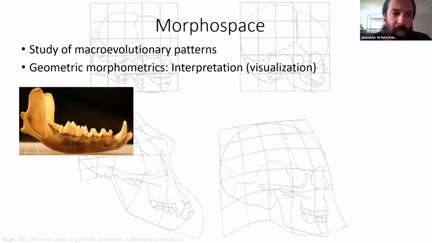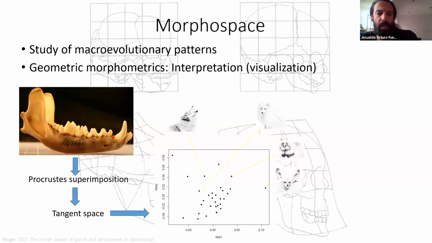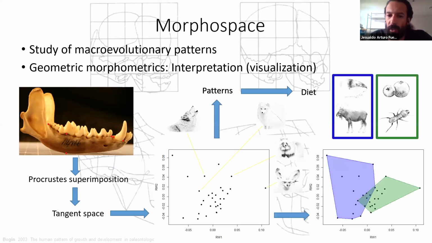So the morphospace is a really useful tool to study macroevolutionary patterns. And in geometric morphometrics, they're particularly helpful because they have visualization capabilities that aid in interpretation. To see it more clearly, let's explore this morphospace in canines. This is particularly a canine jaw. So we place some landmarks that are shown here in the image. And after going through the standard geometric morphometrics procedures, we obtain a morphospace where each point is representative of a species. So the cool thing is that we can identify the distribution of those points and reveal some patterns.